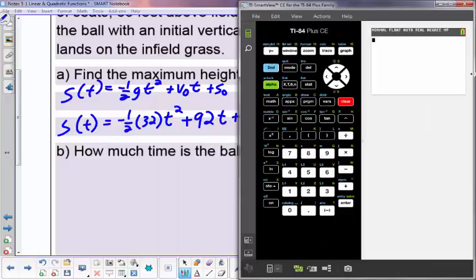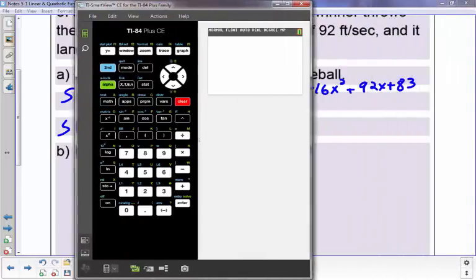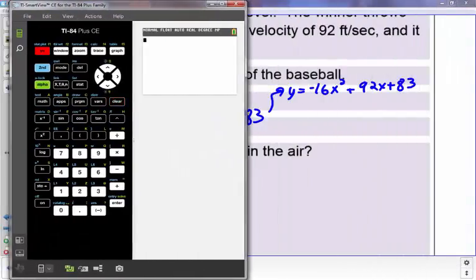All right. Give me the calculator here. Slide this over so we can see our equation. We'll go y equals, we got negative 16x squared plus 92x plus 83. Now, we can't just hit graph because it's pretty much not going to show up. If I hit graph, you see something like this. That's it. We don't see the whole thing.